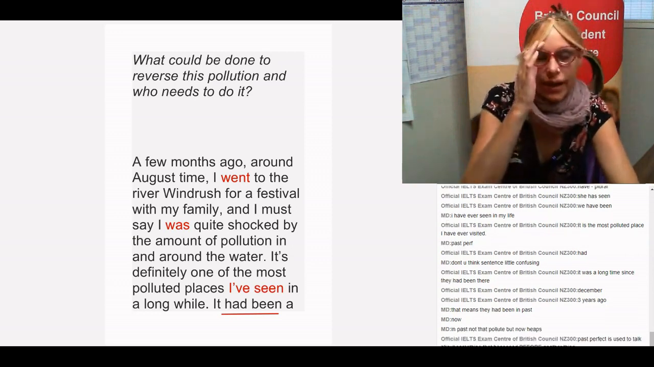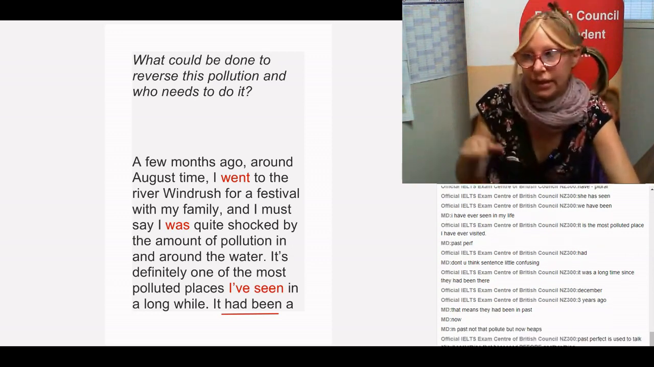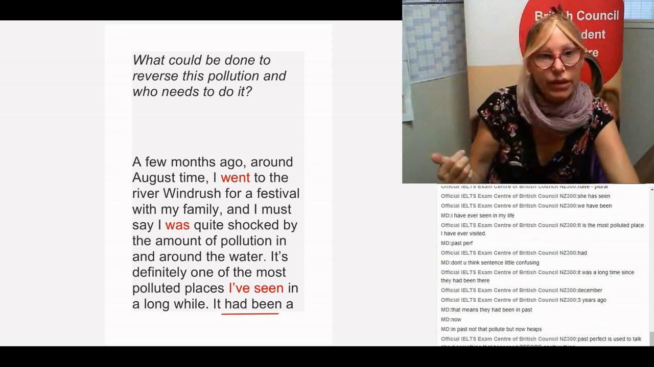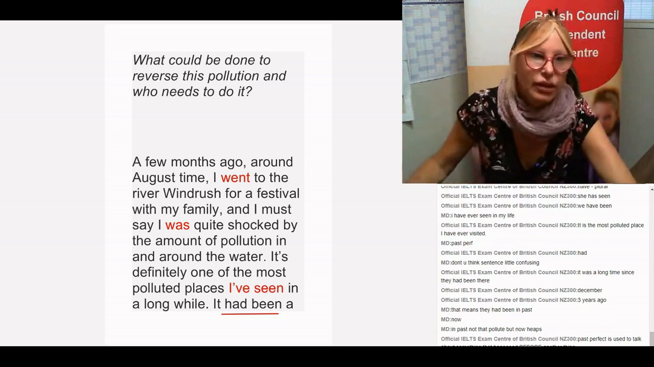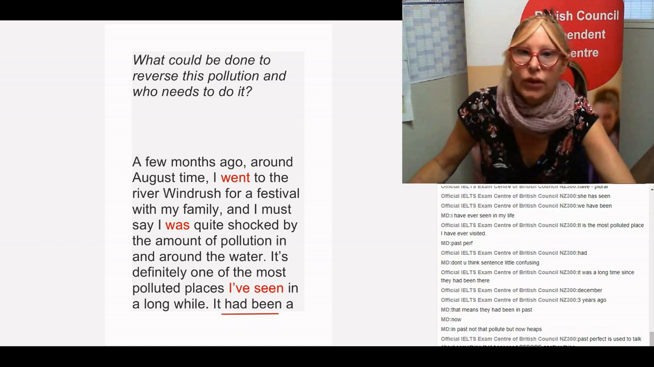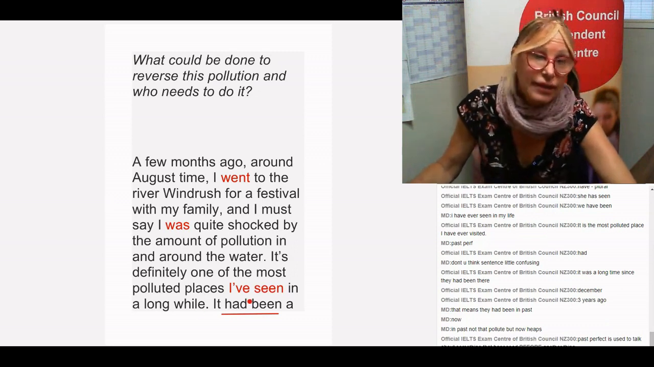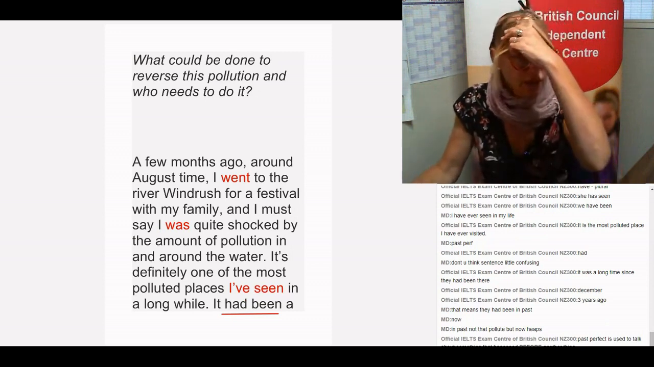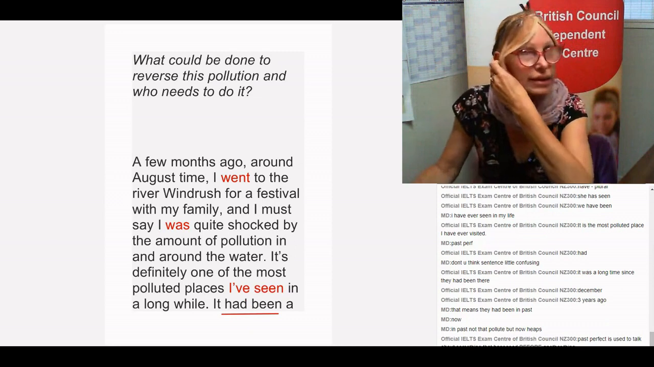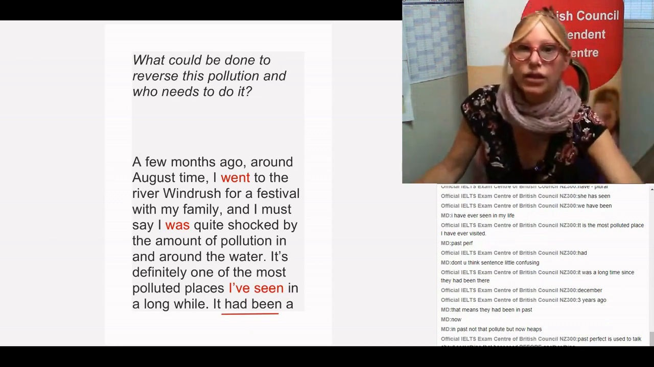That's right. That's right, MD. So basically in the past it wasn't polluted as much, but now it's really polluted. Yeah. So that's an example of the past perfect tense. And yeah, it is complicated, and that's why I'm saying, you know, to get a 9 or an 8 in the grammar section, you would need to be able to use this kind of tense.